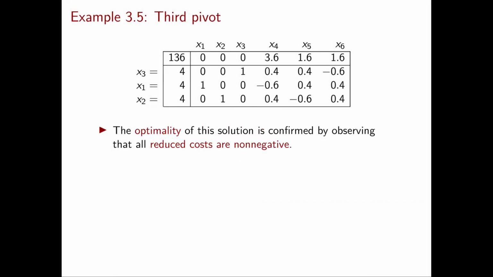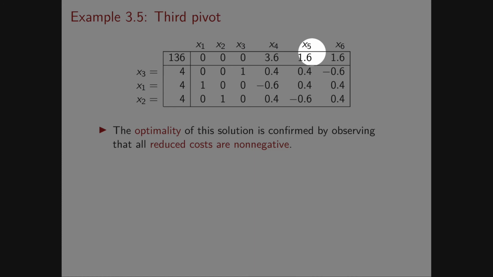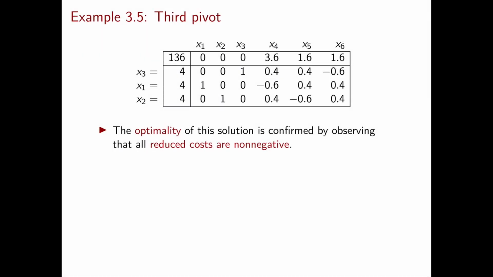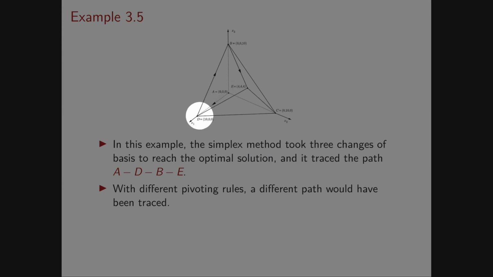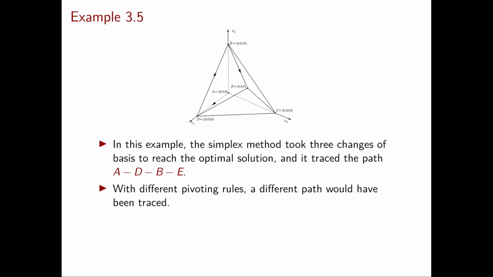Of course, we can also understand the optimality of this basic feasible solution by looking at the tableau, because all the reduced costs are greater than or equal to 0. So the optimality conditions are triggered and our simplex method terminates. Let's now get back to our three-dimensional picture. Overall, we traced 4 basic feasible solutions. We moved from A to D, then to B, and then to E. Every time we moved along an edge of the polytope.